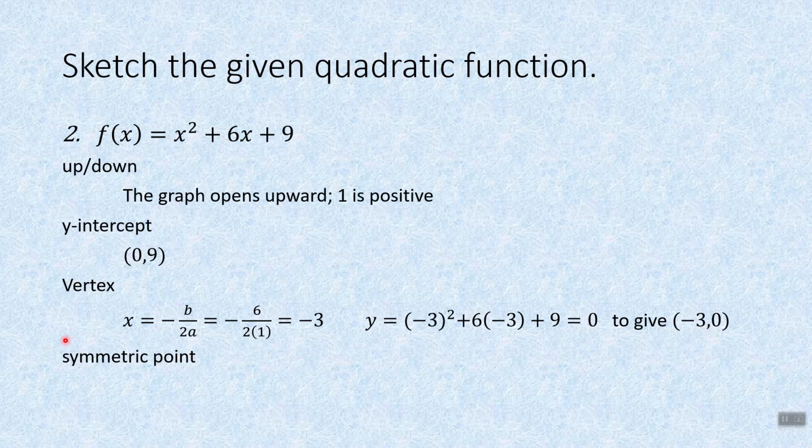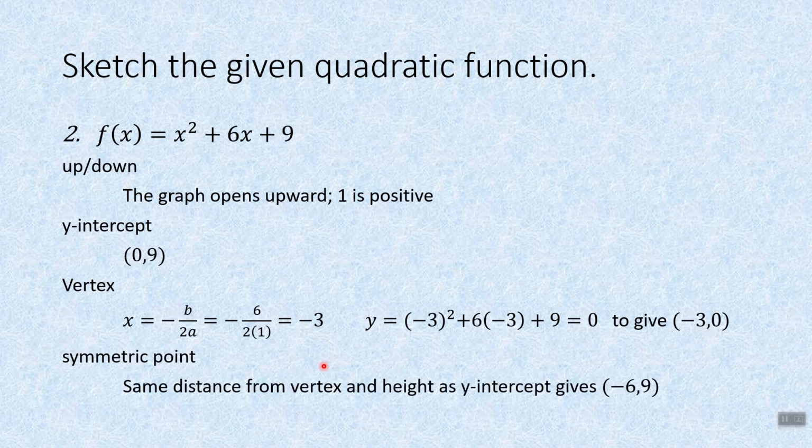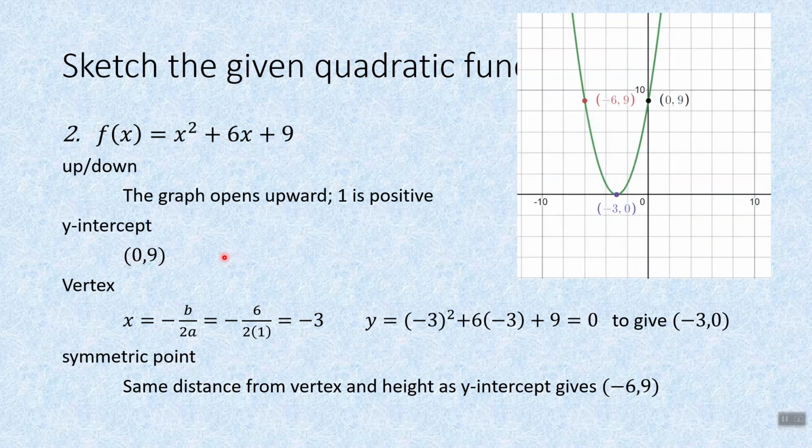And our symmetric point, we had the same distance from the vertex as the y-intercept. This is 3 units away. 3 units on the other side will give us a negative 6. Same height as the y-intercept because that's the one that we are mirroring. And we see our graph here with the y-intercept of (0, 9), vertex of (negative 3, 0), and a symmetric point of (negative 6, 9). Notice we didn't need x-intercepts in order to get an accurate graph.